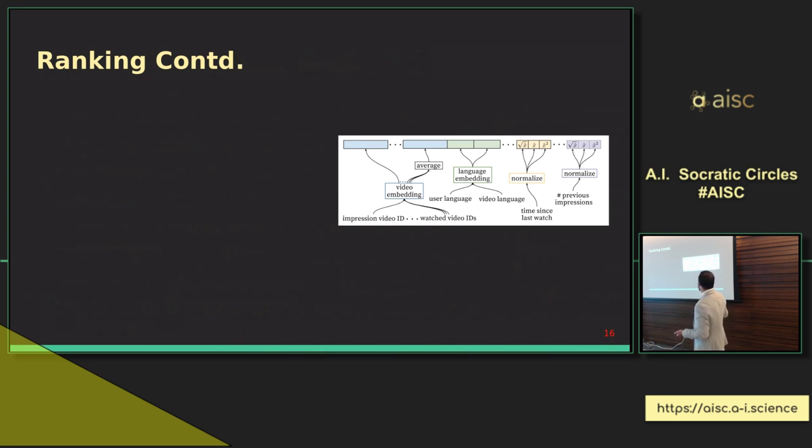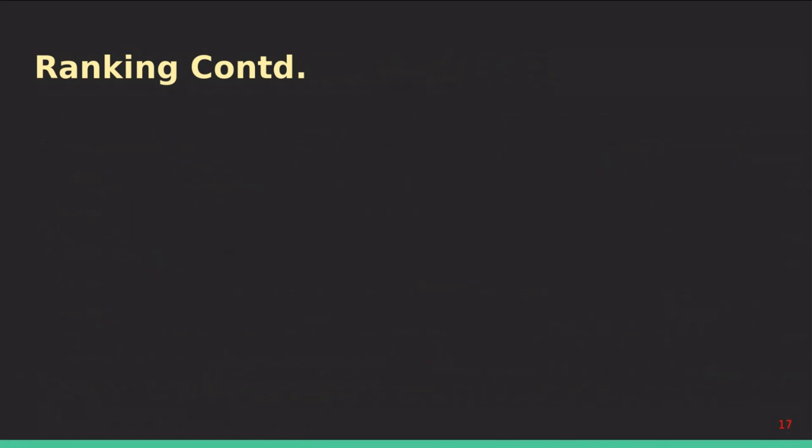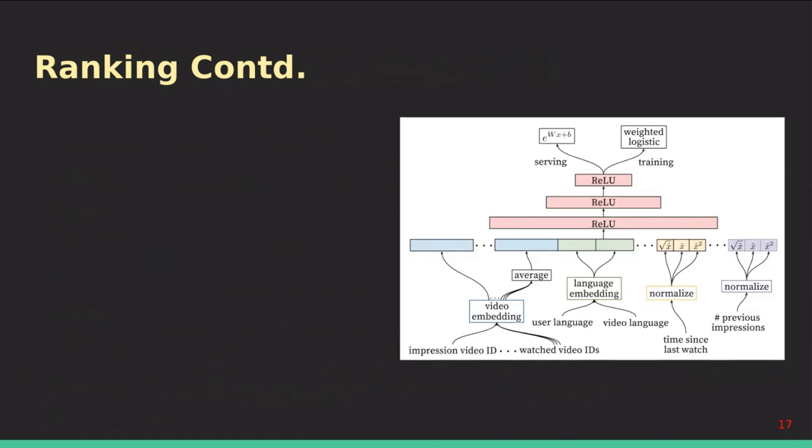They also use the time since last watch, and they have the power for the square root, the power one, and the square, again, to make sure that they can grab any smaller or granular details of the time being watched. And they normalize it. They do the same thing for the previous impressions, and they normalize it. All of these are concatenated with many other features. It basically goes through the first relu layer again.